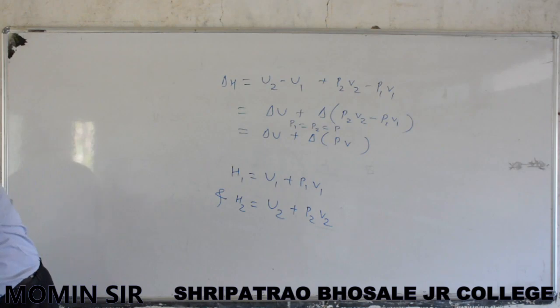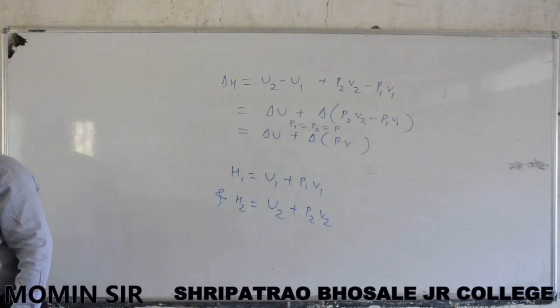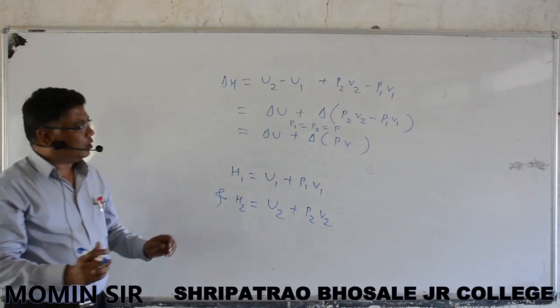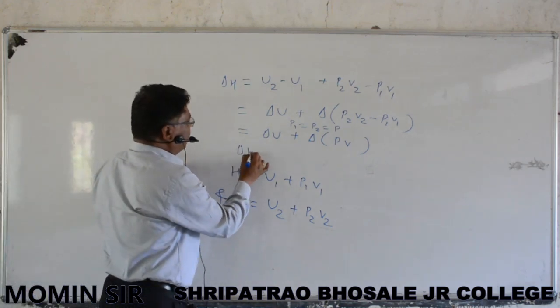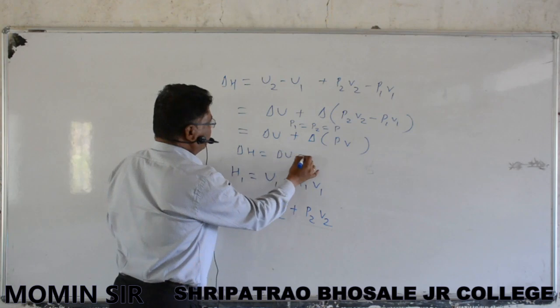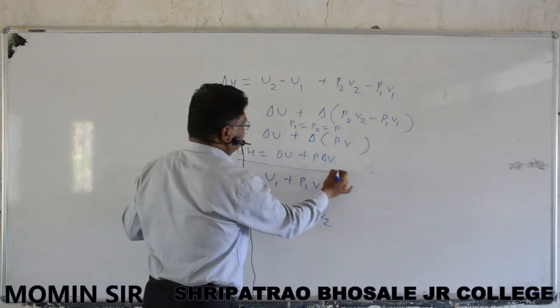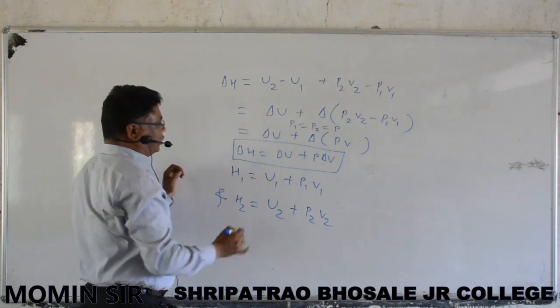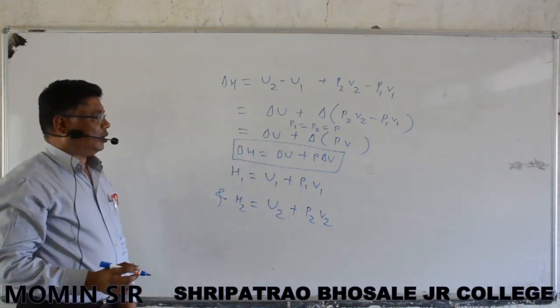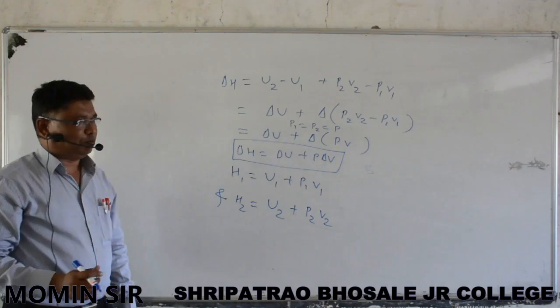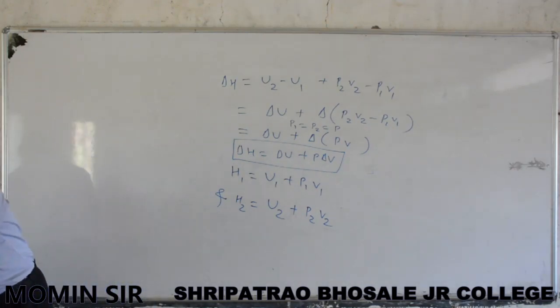Now, this is delta H is equal to delta U plus P delta V. This equation is the equation for change in enthalpy. Delta H is equal to delta U plus P delta V.